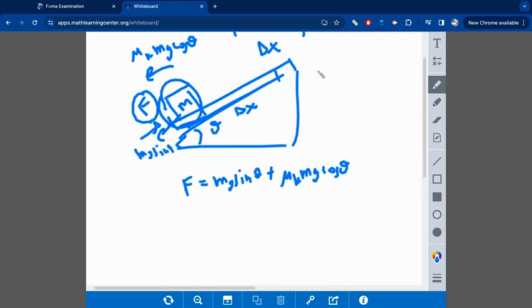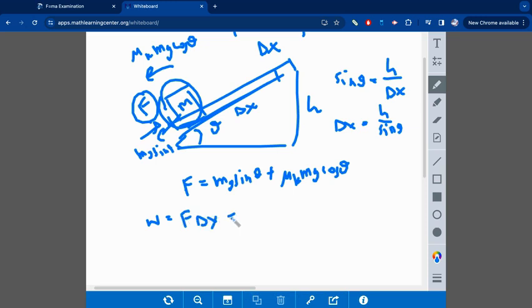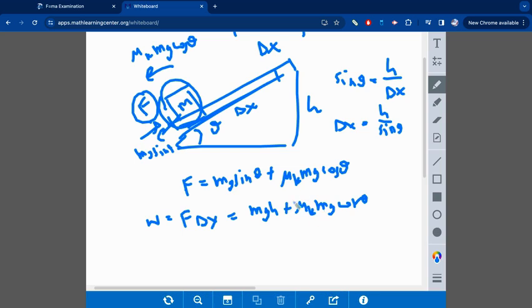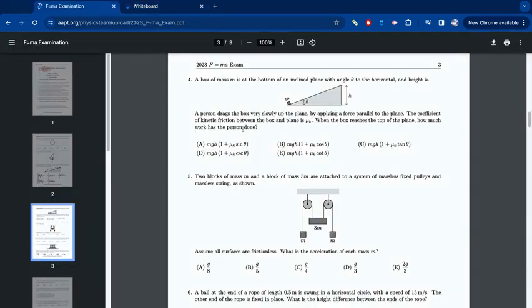And so the work done is going to be, well, this is h. And so sine theta equals h over x, which means x is just h over sine theta. So if you want the work, it's going to be Fx, which is mgh plus mu k mg cotan theta, which we can write by factoring out mgh. So yeah, mgh times (1 plus mu k cotan theta).